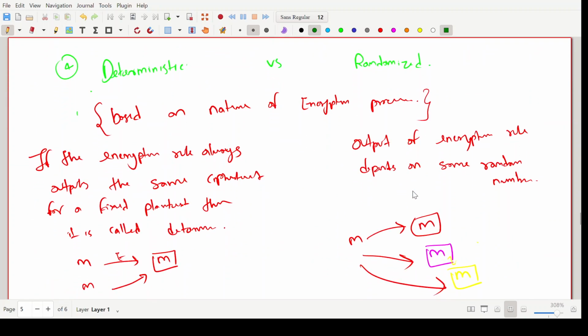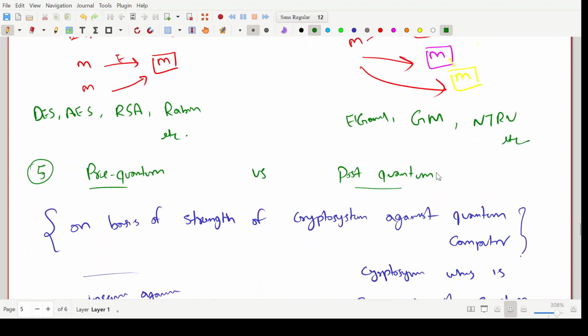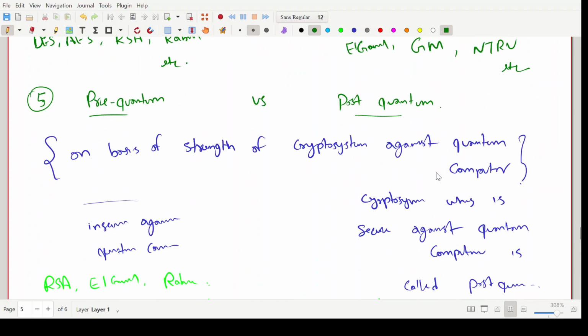And then deterministic versus randomized. In the case of deterministic, if you are having the message m, then you will always get the same ciphertext, whereas in the case of randomized, the first time I'm getting this ciphertext, the second time I'm getting another ciphertext which is different from this. Okay, so that is randomized. That means the output of the encryption rule depends on some random number. These are some examples.